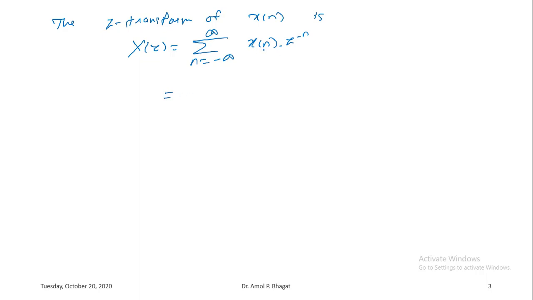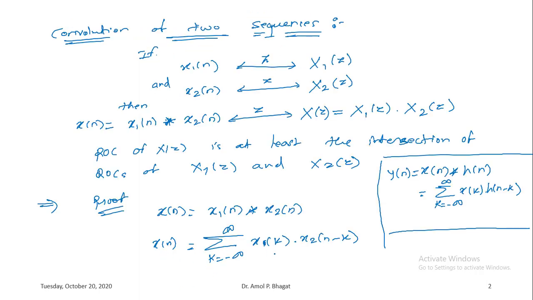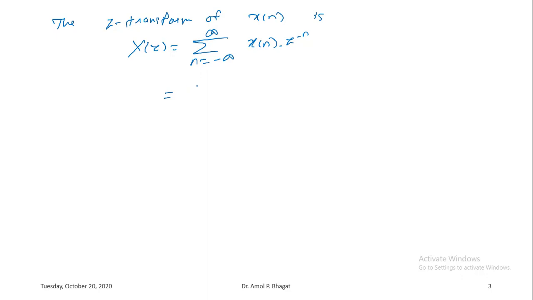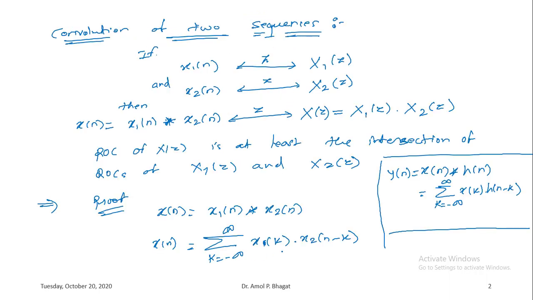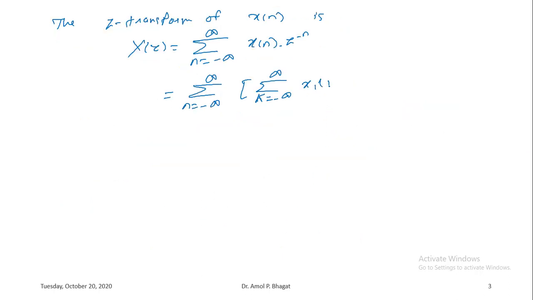But here in this case x of n is nothing but the convolution of x1 of n and x2 of n. So we can replace x of n with summation k equals minus infinity to infinity x1 of k into x2 of n minus k. So I can write summation n equals minus infinity to infinity, and in place of x of n I substitute summation k equals minus infinity to infinity x1 of k into x2 of n minus k, into z to the power minus n. I replaced x of n with the convolution of x1 of n and x2 of n.